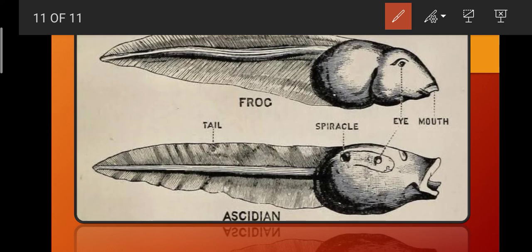So here the Urochordate ancestry theory ends, and in our next lecture we will talk about the fourth theory, that is the cephalochordate ancestry theory.